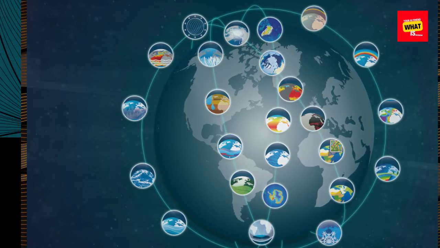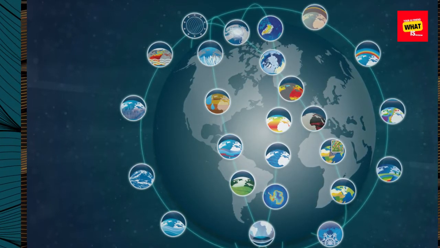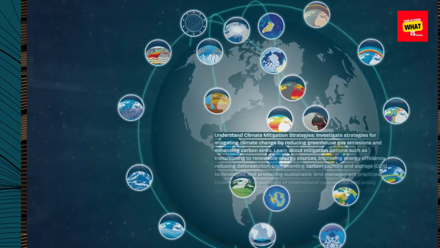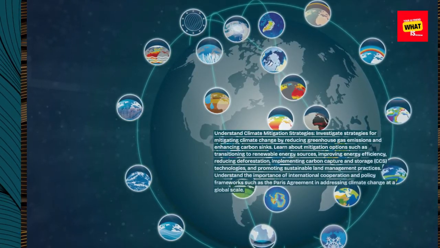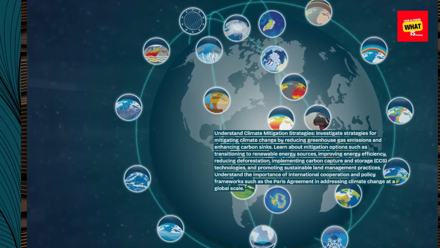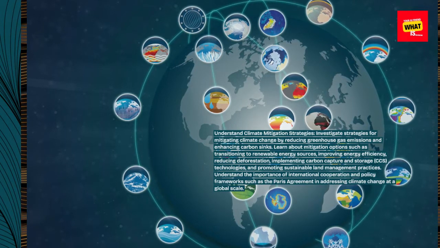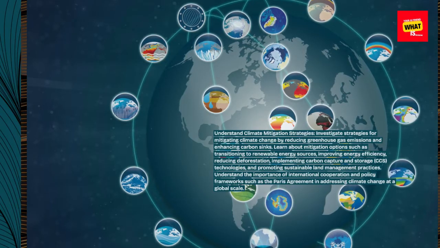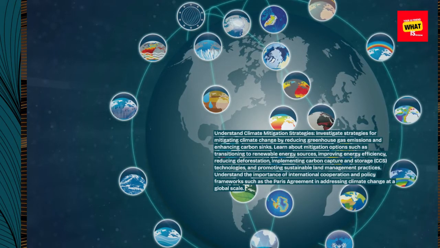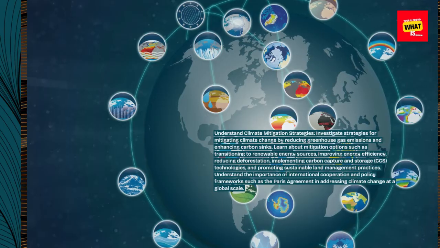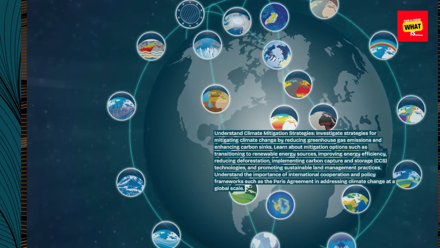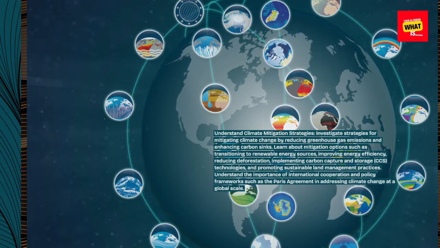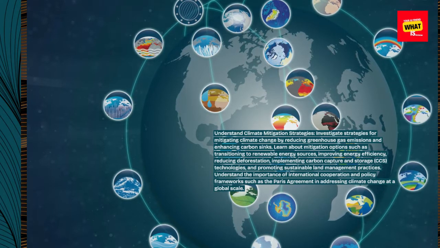Understand climate mitigation strategies. Investigate strategies for mitigating climate change by reducing greenhouse gas emissions and enhancing carbon sinks. Learn about mitigation options such as transitioning to renewable energy sources, improving energy efficiency, reducing deforestation, implementing carbon capture and storage (CCS) technologies, and promoting sustainable land management practices. Understand the importance of international cooperation and policy frameworks such as the Paris Agreement in addressing climate change at a global scale.